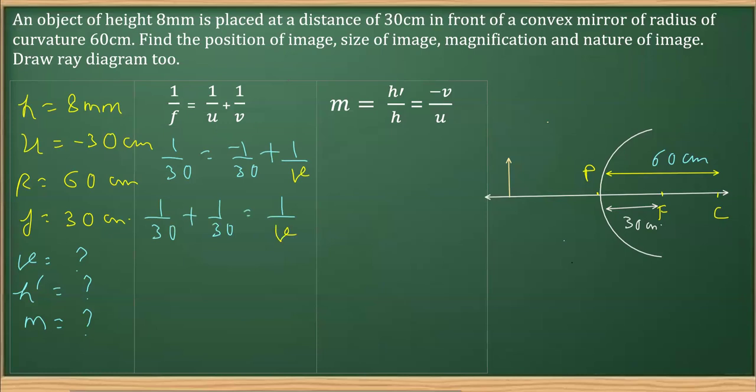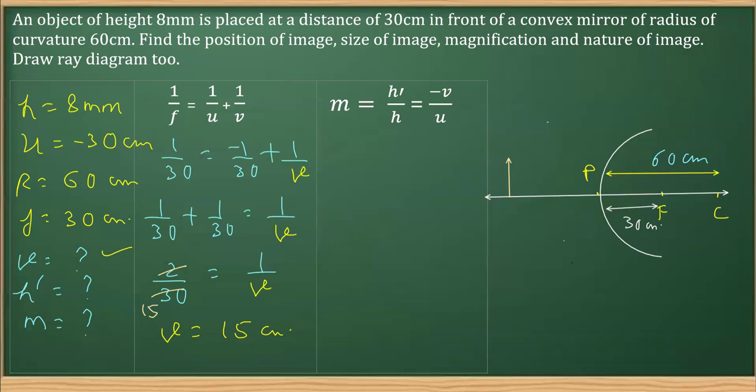Now, if I take LCM, this is 2 over 30 is equal to 1 over V. Now, we can reduce this, as you can see, to 1 over 15. So we got the value of V here, and the V here is positive 15 centimeters. So clearly, the positive sign indicates the image is formed to the right of the mirror. So we got this V here.